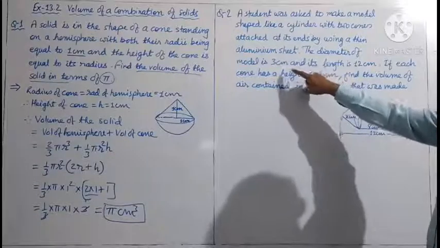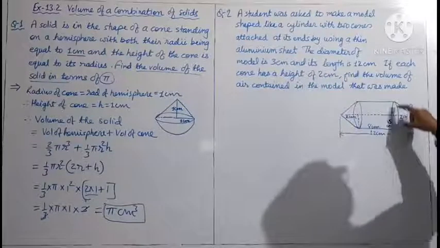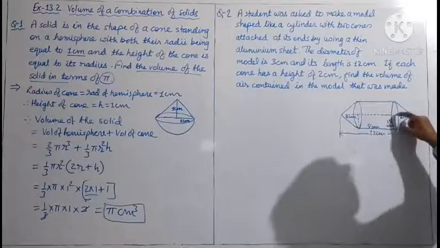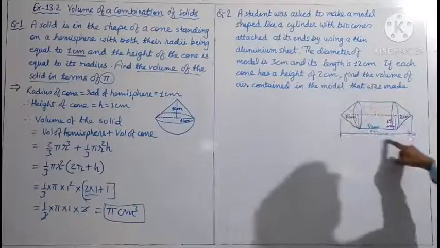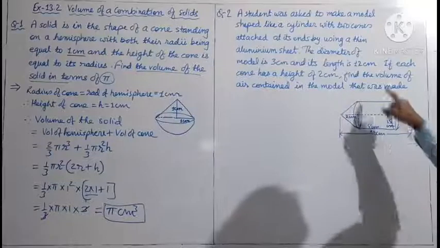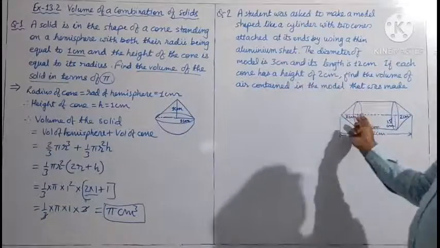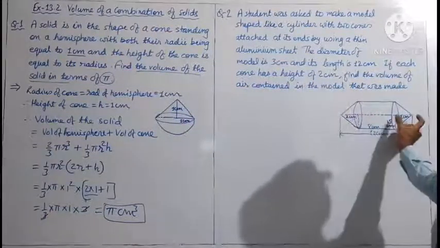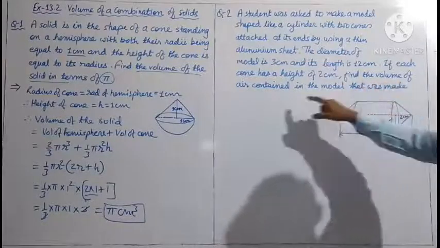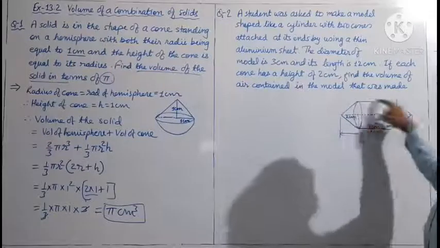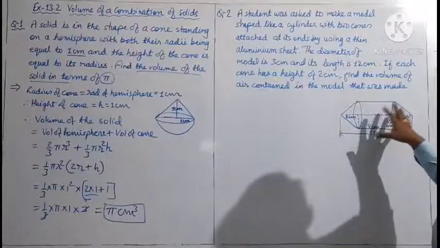The diameter of the model is 3 centimeter, that is radius is 1.5 centimeter, and its length is 12 centimeter. Each cone has a height of 2 centimeter. Then find the volume of air contained in this model that was made.